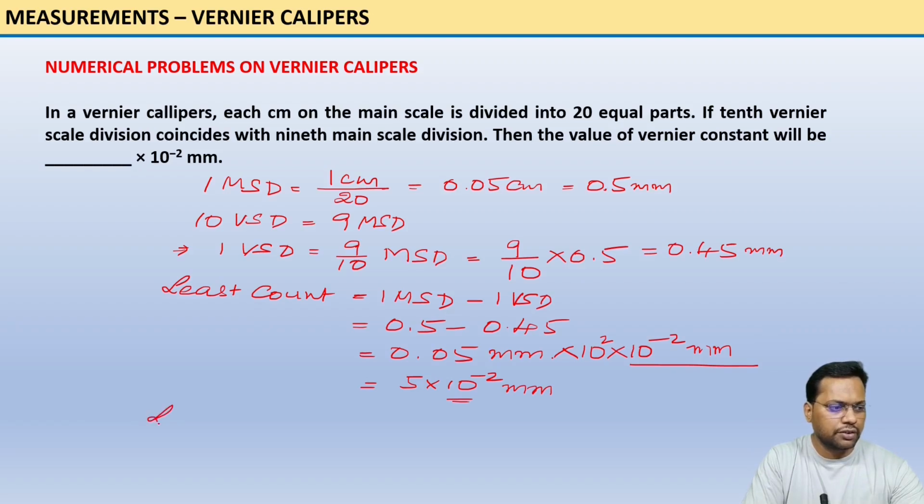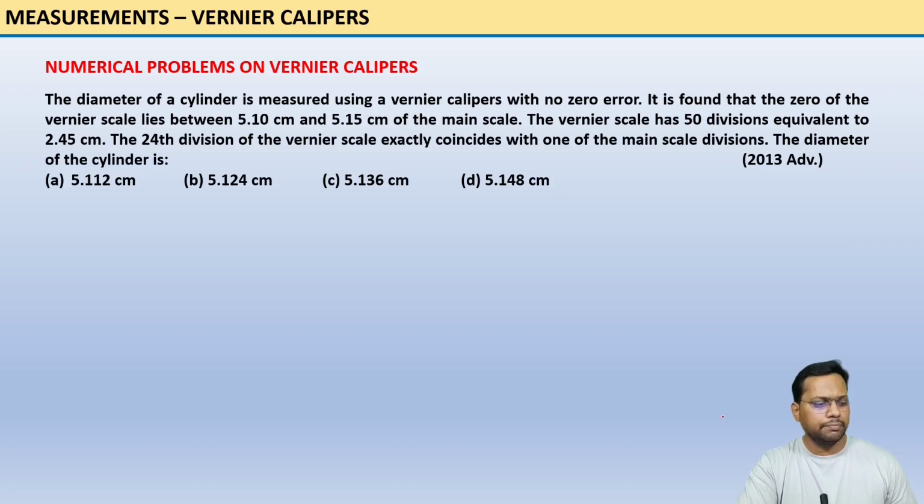Otherwise, you can also find out the least count, that is LC, is equal to one main scale division, that is 0.5 millimeter divided by the number of divisions on the Vernier scale, that is 10, that is 0.05 millimeter, or 5 into 10 power minus 2 millimeter. Now we go to the next problem.